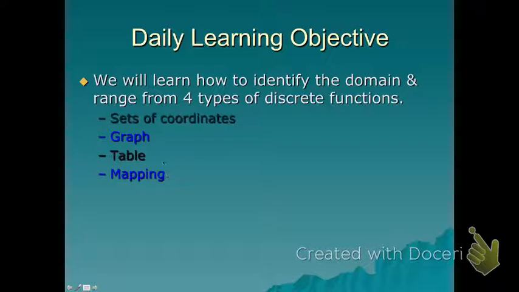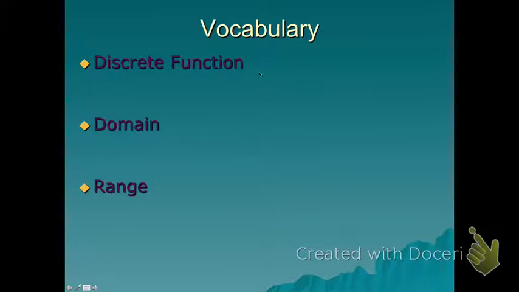If you haven't heard these terms before, domain and range, discrete functions, or any of the 4 different types of discrete functions, that's okay. We're going to explain and get to them in just a moment. So let's go to the next slide. So our vocabulary: we need to know what a discrete function is, what domain is, and what range is before we can find any of them.